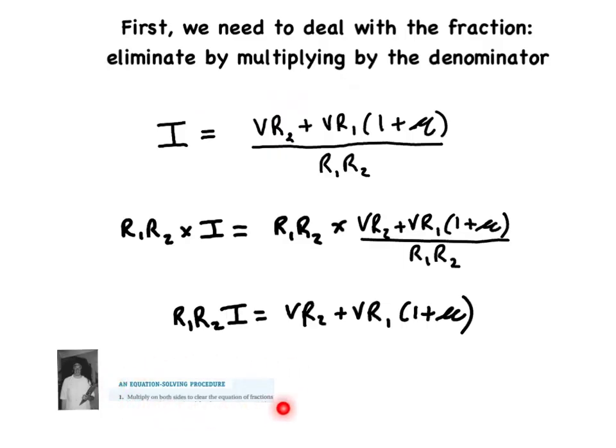We'll begin with step 1, where we eliminate the fraction that appears in this particular equation. Our denominator is R1, R2. So we're going to multiply the left side of the equation by the denominator and the right side of the equation by the denominator R1, R2. On the right hand side of the equation, this eliminates the fraction, and on the left hand side of the equation we just end up with the term R1, R2I. So here's our new expression without fraction.